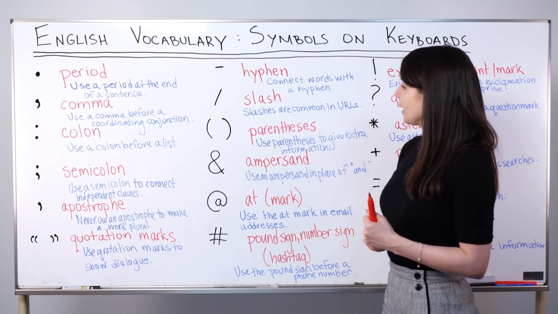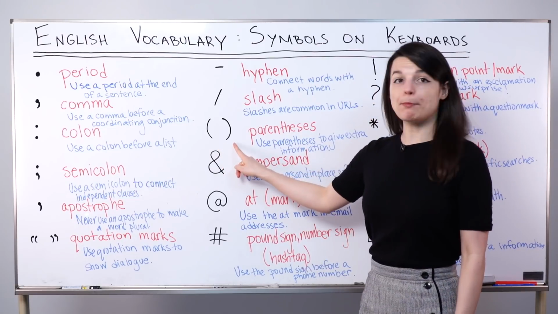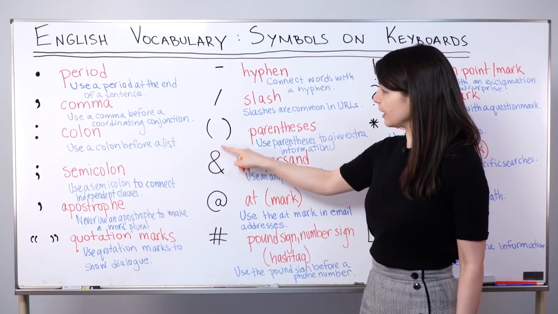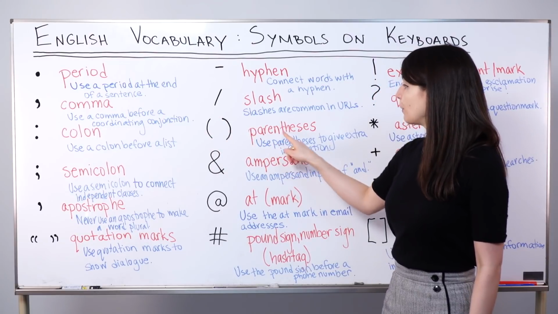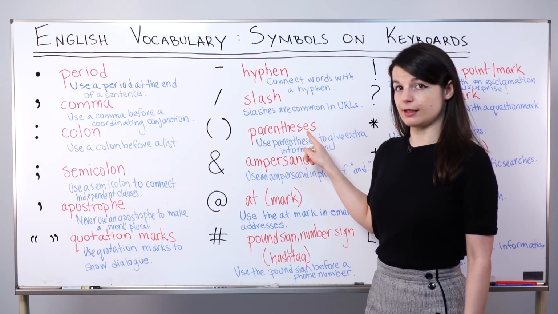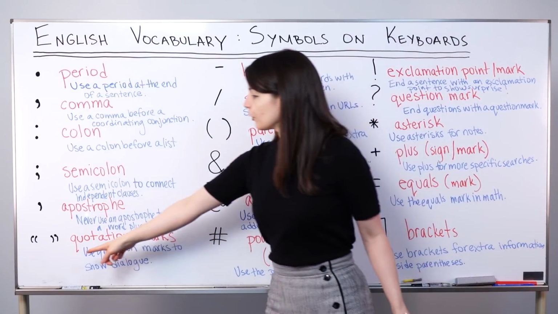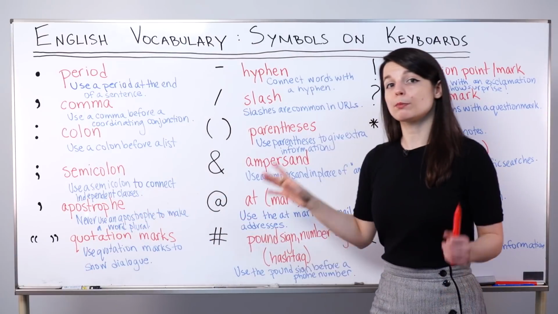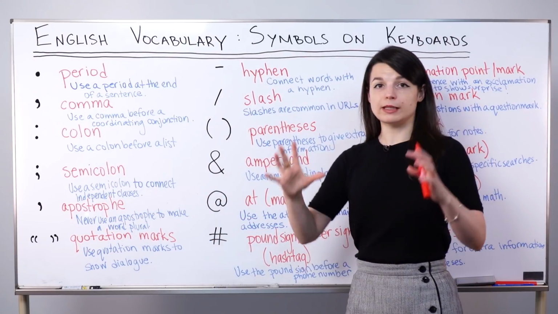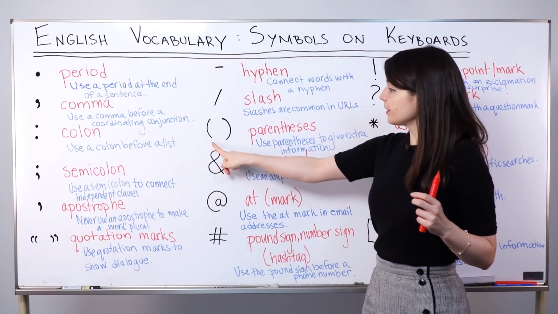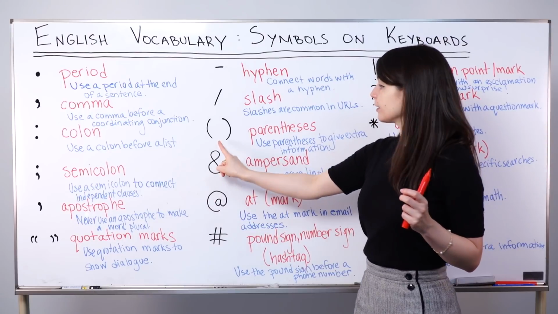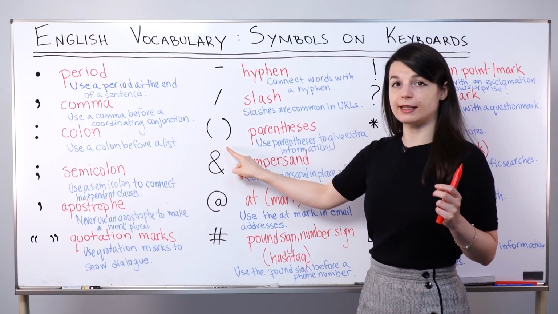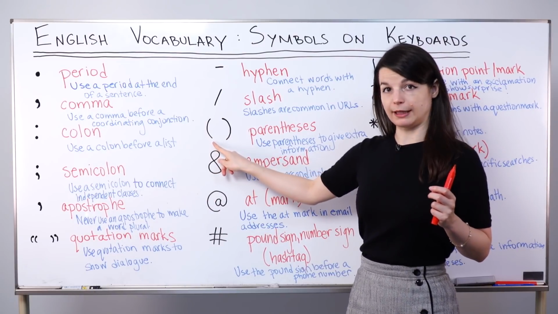Okay. Our next vocabulary word, again, it's a pair. These things are called parentheses. As I talked about with quotation marks, when we use parentheses, we need to use them in a pair. This one, just as with quotation marks, this one that's shaped like this is called the open parentheses.